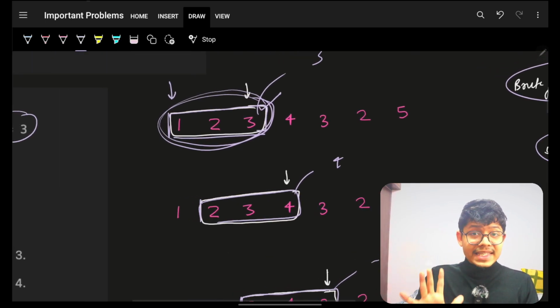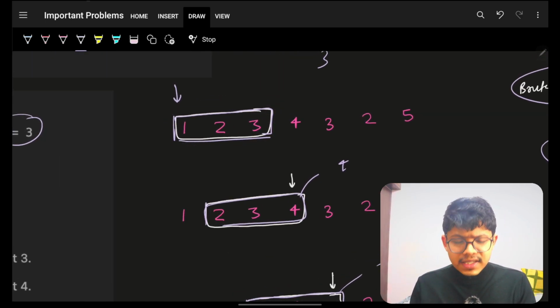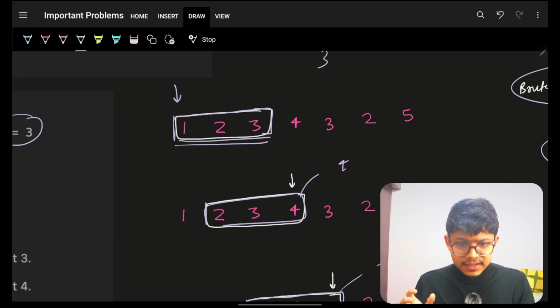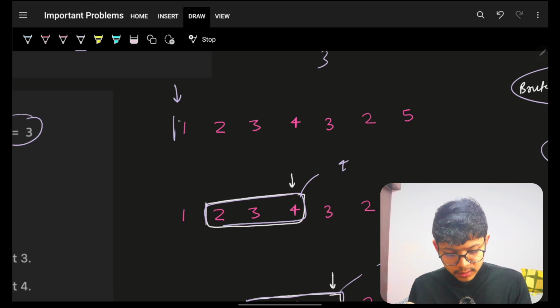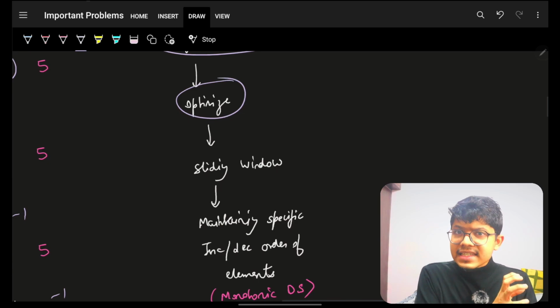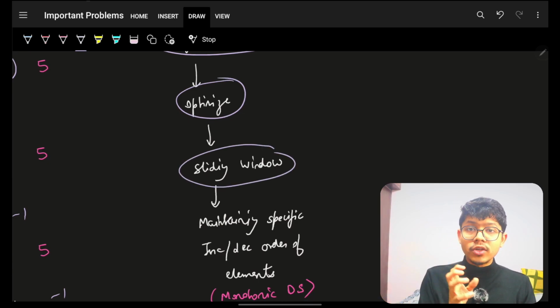As we can simply see by the diagram itself, what is happening? It's nothing but a window which is being slid. Right now the window is here, next time the window is here, next time here, next time here. So I can easily see it's similar to a sliding window technique.